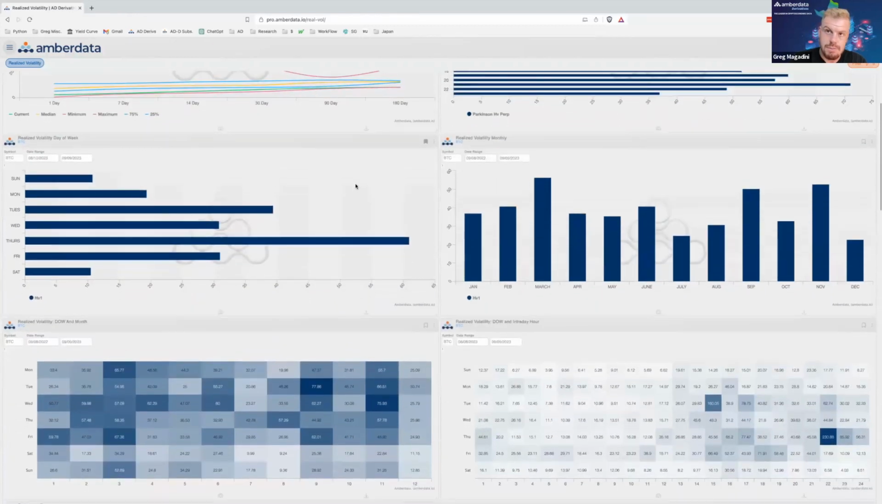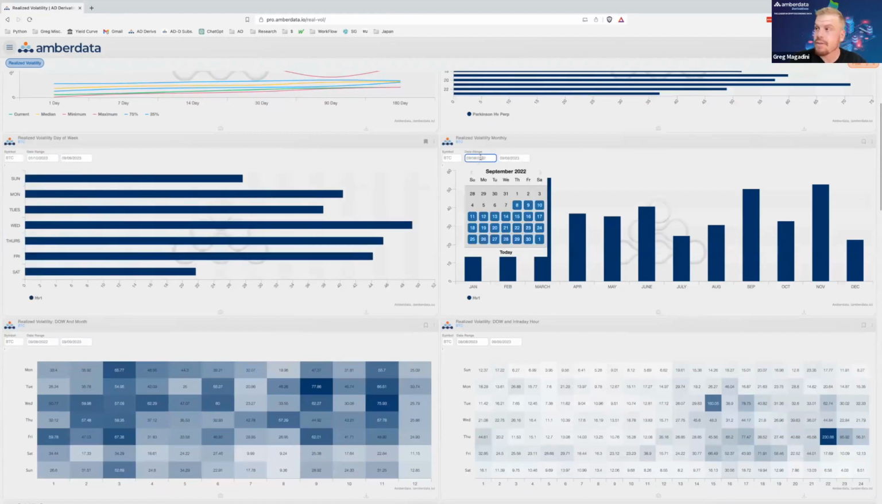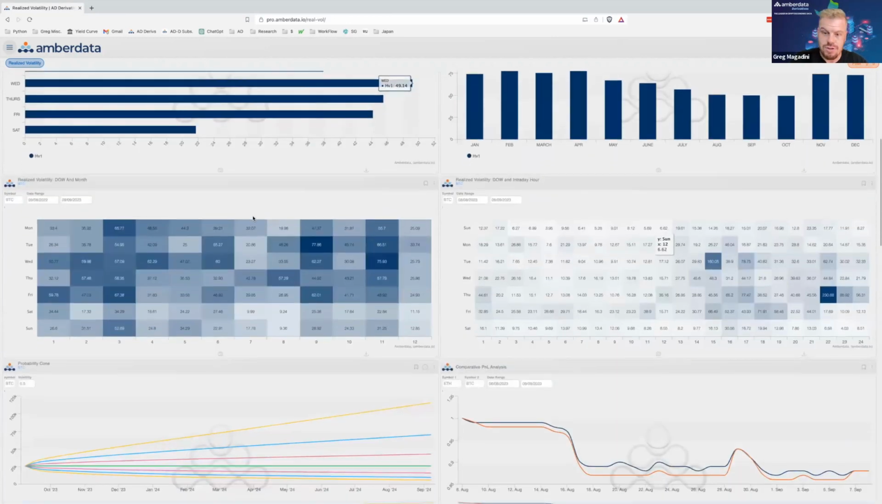If I scroll down a little bit more here, I can see realized vol by day of the week. I can see realized vol by month of the year. Let's say I want to see day of the week, year to date. We can see Wednesday is the big moving day. Over the past decade, we can see that Bitcoin has moved in February, November, and December. And then here we have a heat map intersection of everything.